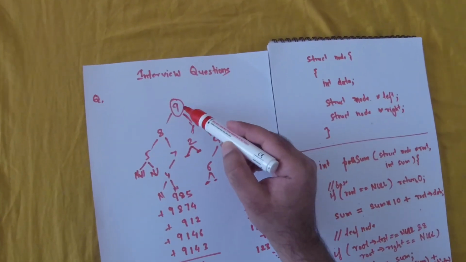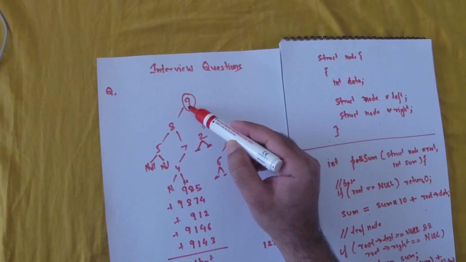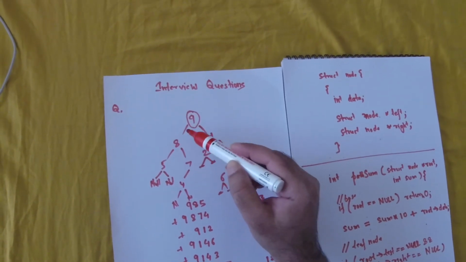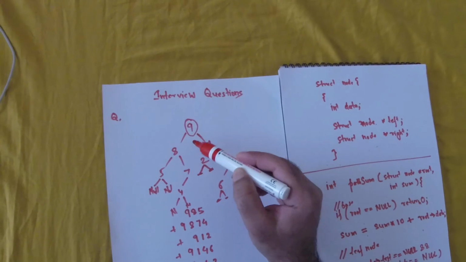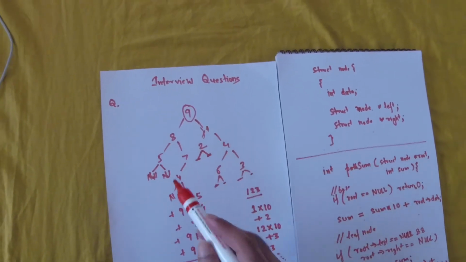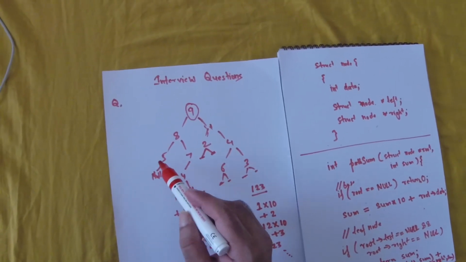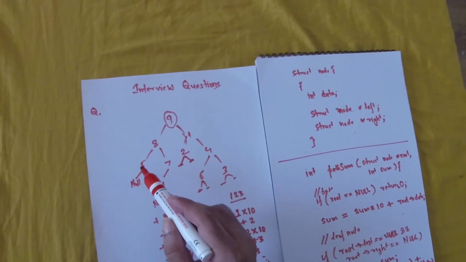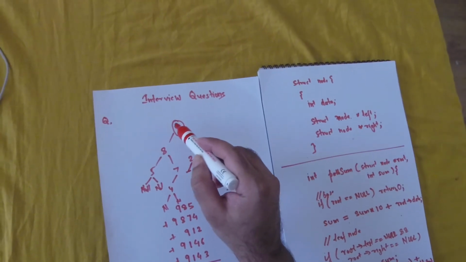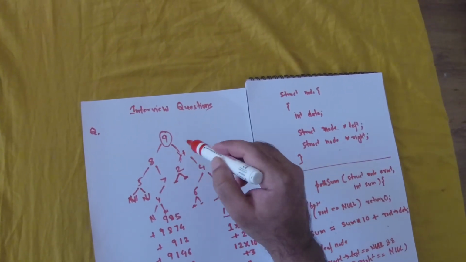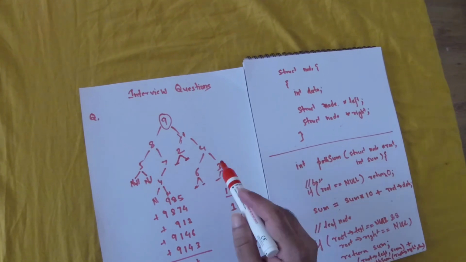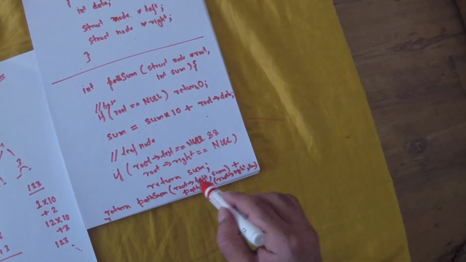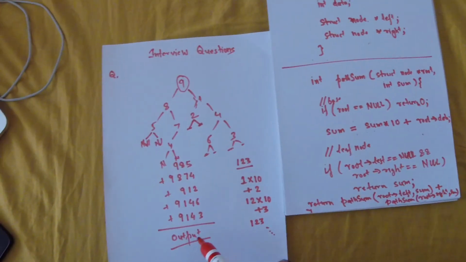So we start from the root node, move towards the leaf node. We keep on multiplying the previous value with 10 and add the current value. The moment we find that it is a leaf node, we return the sum and we recursively do this for all the paths. And finally, since we are adding all the paths, we get our output.